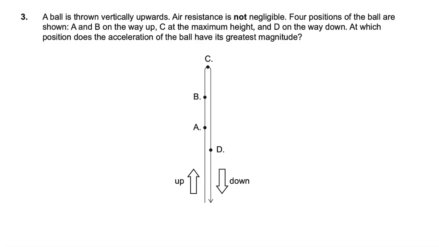Okay, here we go. We've got a question about a ball being thrown vertically upwards. There's non-negligible air resistance, and we're asked where the acceleration has its greatest magnitude.